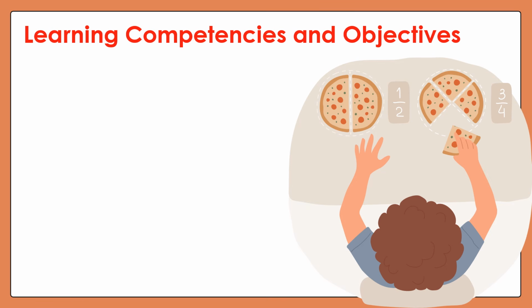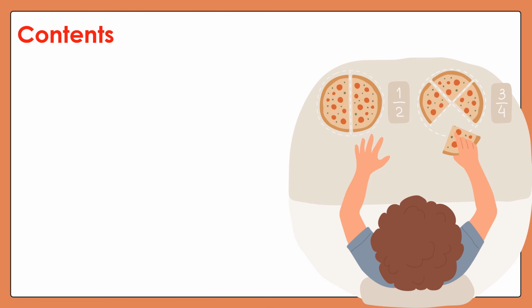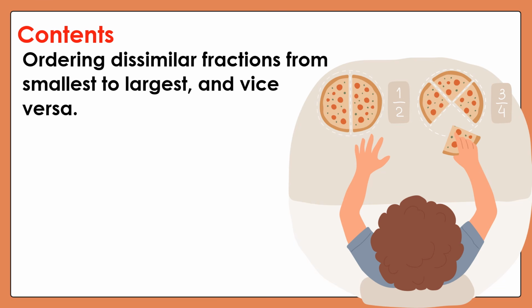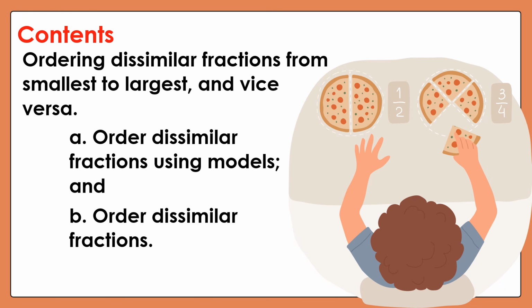Learning competencies and objectives. Order dissimilar fractions from smallest to largest and vice versa. Contents. Ordering dissimilar fractions from smallest to largest and vice versa. A. Order dissimilar fractions using models and B. Order dissimilar fractions.